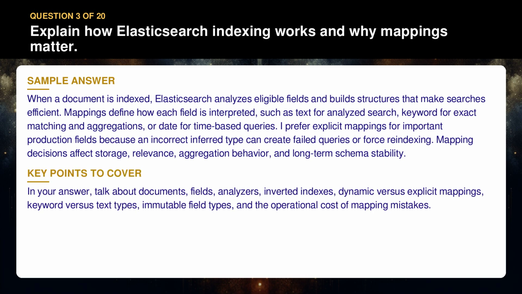In your answer, talk about documents, fields, analyzers, inverted indexes, dynamic versus explicit mappings, keyword versus text types, immutable field types, and the operational cost of mapping mistakes.